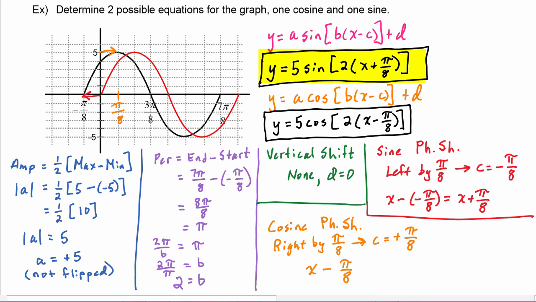So the only thing that will be different for these graphs will be C, because the phase shift is different. The sine wave went to the left by pi over 8. That's why it's x plus pi over 8. Where cosine would have had to go to the right by pi over 8, and that's why it's x minus pi over 8.